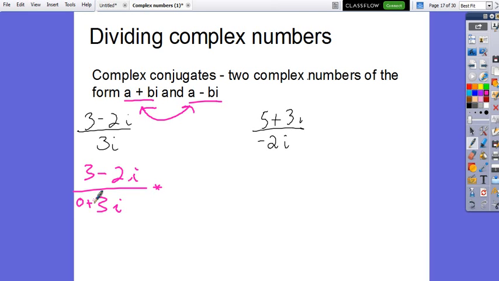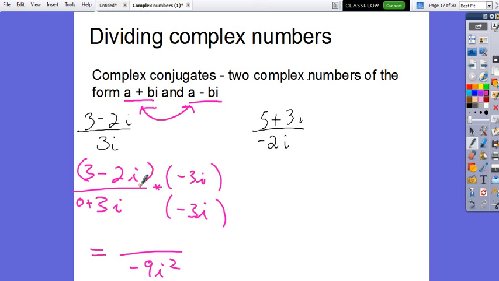So I'm going to multiply the top and the bottom by negative 3i, which is the conjugate. Do I need the 0 right here? No. Now, when I do this, look what happens in the denominator. 3i times negative 3i is negative 9i squared. Leave the i squared for just a second. In the numerator I have to distribute because this is one thing. Negative 3i times positive 3 is negative 9i. Negative 3i times negative 2i is positive 6i squared.